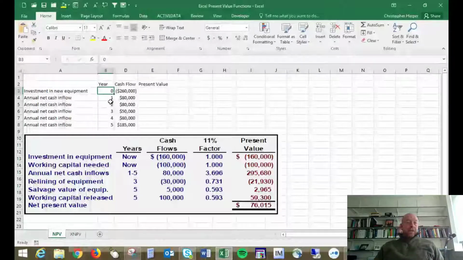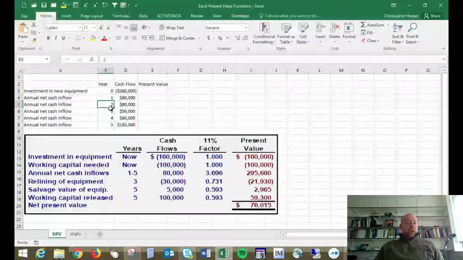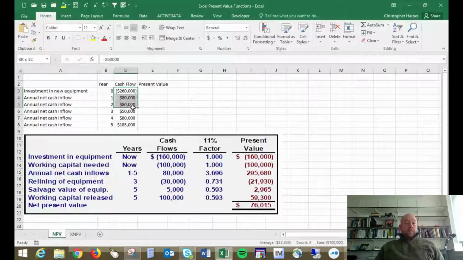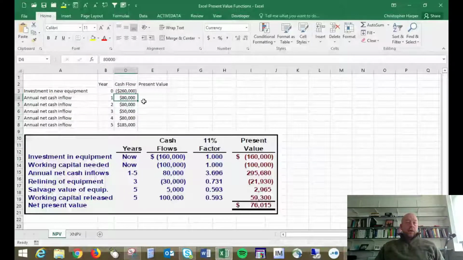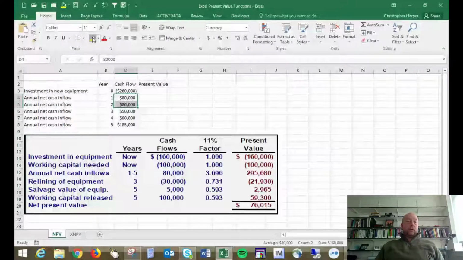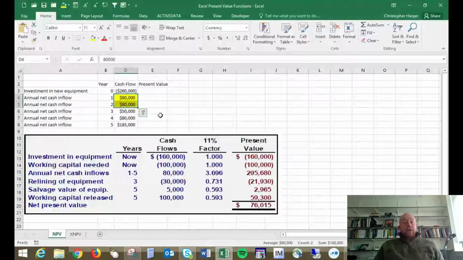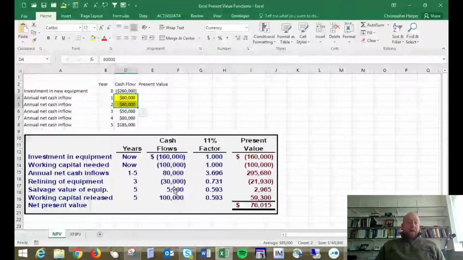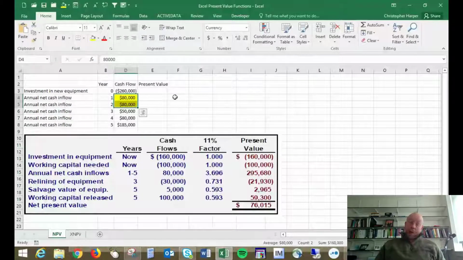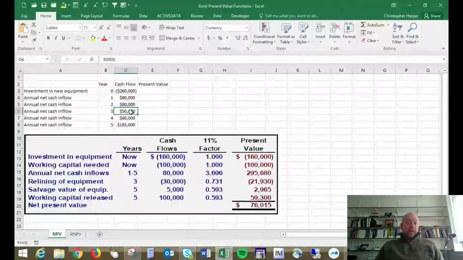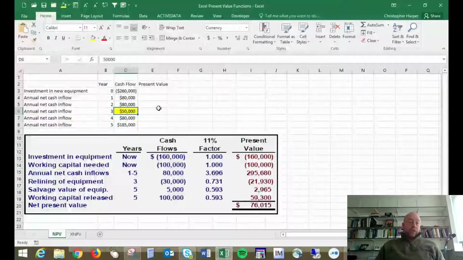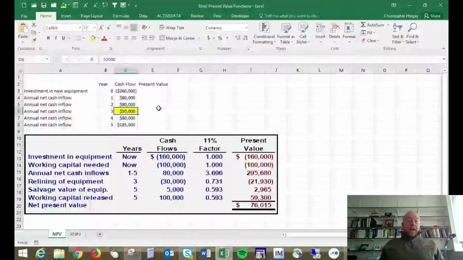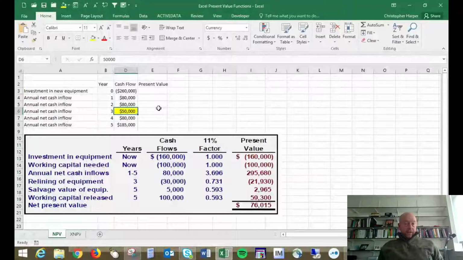And then what happens is years 1 and 2, we get the $80,000 per year coming in the door, which is great. Okay, here there's the $80,000. But now in year 3, we need to net the $80,000 inflow for that year with the $30,000 going out the door for the relining equipment. So in year 3, as you can see here, the net cash inflow is only $50,000.